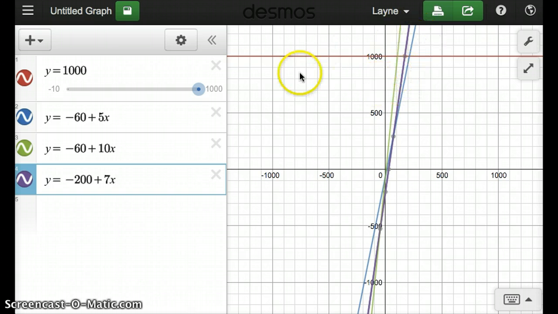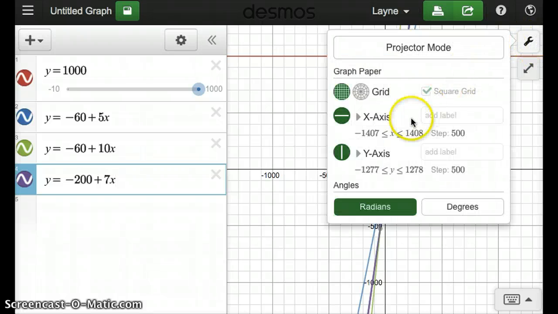So what we're going to do is have to change the parameters here. So we're going to go to this little wrench here, the graph settings. We'll click on that. We could change the minimum and maximum X and Y values, just like you do in class on your calculators.